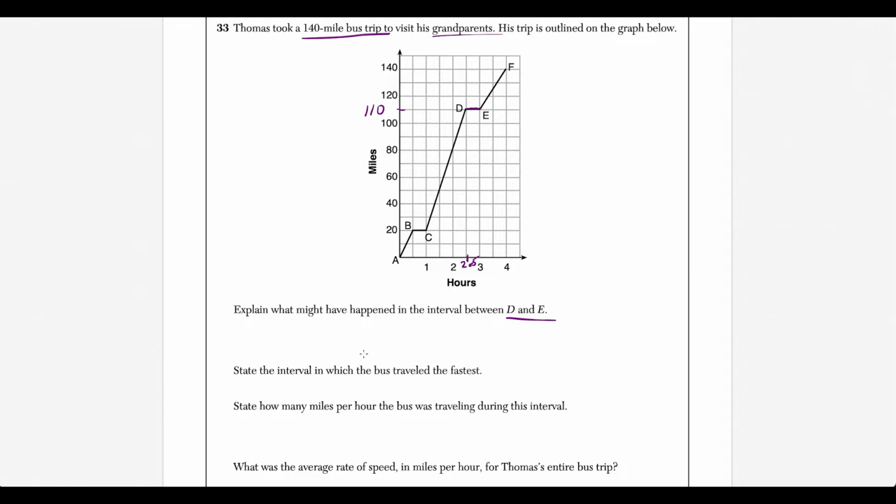So we have to think about this. What could have happened here? We could say that the bus stopped at a rest stop so that it could get gas, or maybe people could use the bathroom and get some food. Okay, this explanation just implies that the bus is not moving between points D and E.